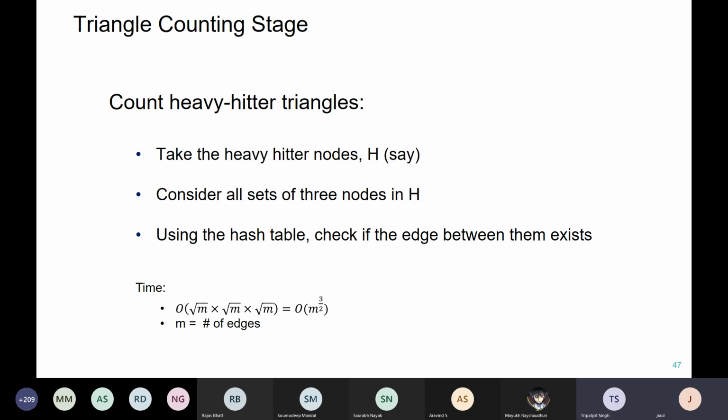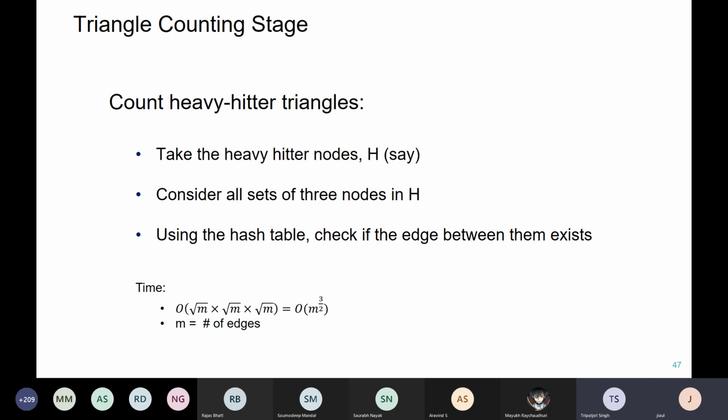And how can you do it? You already maintained a hash table with the edge information, the pairs of nodes, and if there is an edge, then the pair of nodes will be there in the hash table. So you can very quickly figure out, in constant time, given two nodes, whether there is an edge between these two nodes or not. So that's a pretty fast approach of doing that.